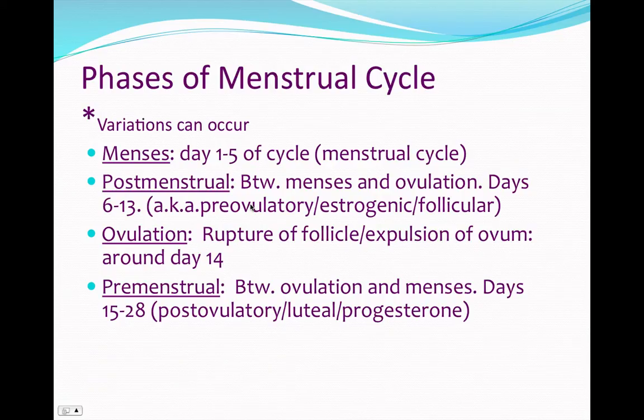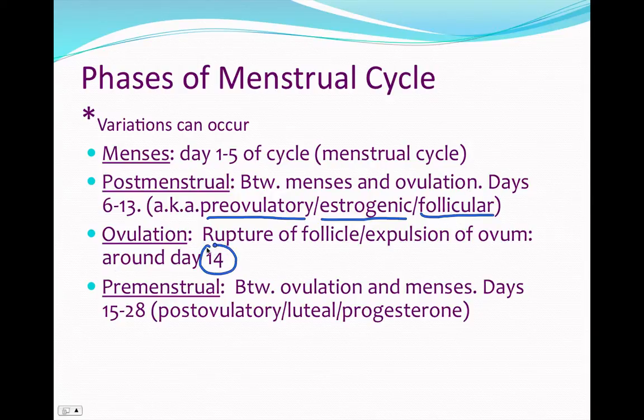So we have four phases of the menstrual cycle then. We have menses, which occurs on days 1 through 5. That's menstruation. We have the post-menstrual stage, and that occurs between menses and ovulation, days 6 through 13. Has some other names as well, the pre-ovulatory stage. That makes sense because ovulation hasn't happened yet. Estrogenic phase. That makes sense because the follicle, as it develops, gives off estrogen. And the follicular phase, because within the ovary in day 1 through 13, you have a follicle developing.